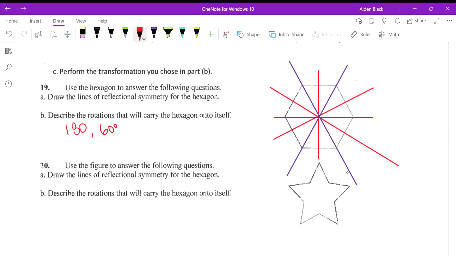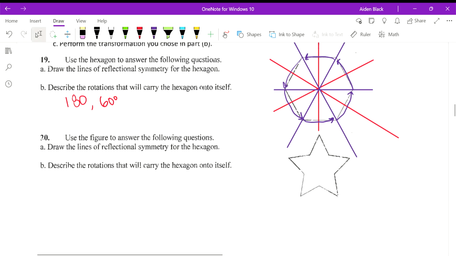And then if we're looking at these, let's go on purple. Rotations like this, right? How many times is this? It's 1, 2, 3, 4, 5, 6. So 1/6 of 180 is also 60 degrees. So we have all those ways we can rotate it.